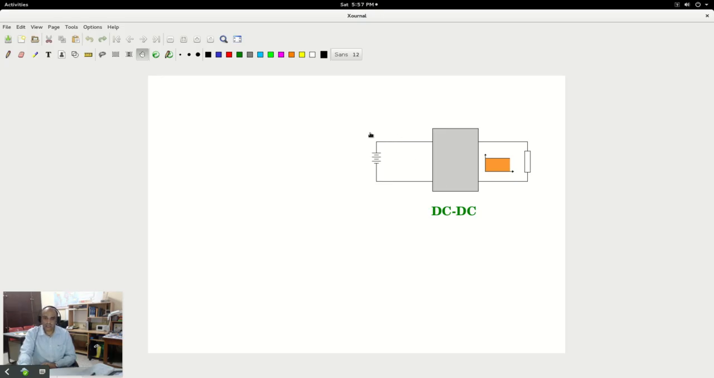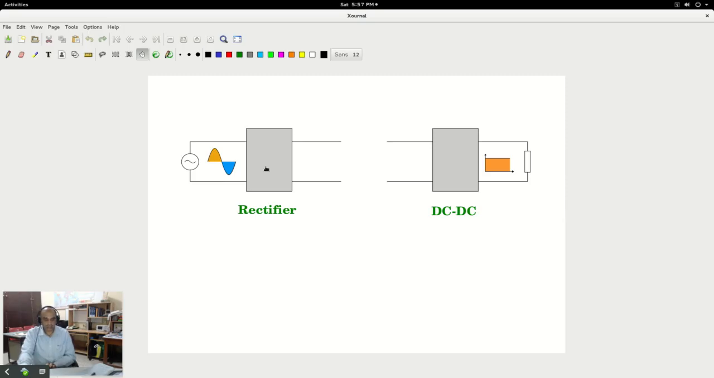However, in most cases, the input may not be a battery. The input may be the AC grid itself. If it is the AC grid, then the input wave shape will be an alternating, bidirectional voltage wave shape, 230 volts RMS. Now this is not directly compatible to the DC-DC converter input. Therefore, we need to do a further power conversion for this particular wave shape.